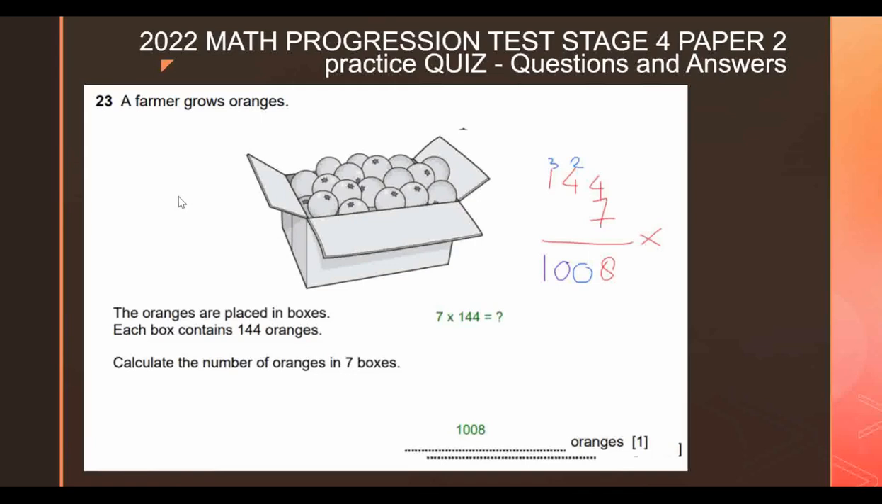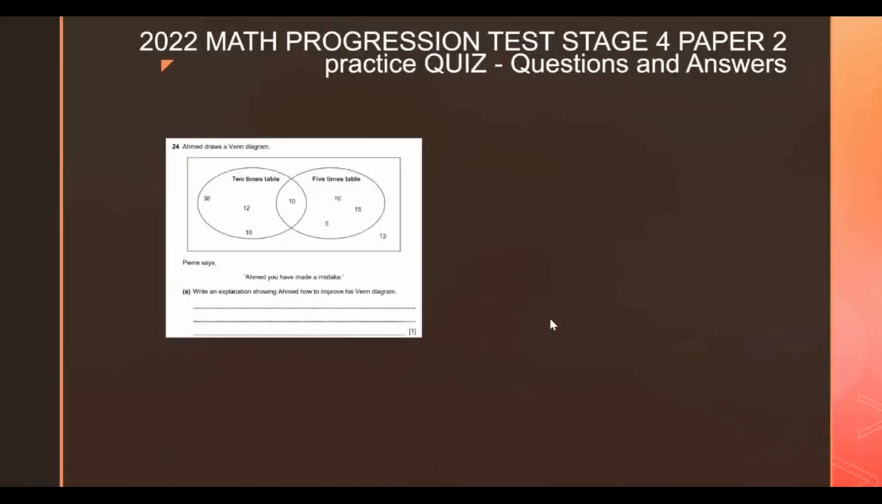So the answer is 1008. The reason is 7 times 144. If we count here, 28 plus 2, 1008. So 1008 oranges. Next. Question 24.